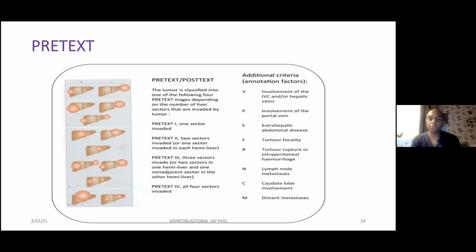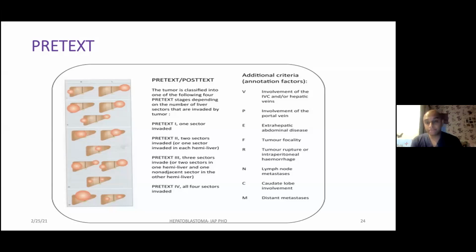Same thing applies for the portal vein. You should have at least 50% decrease in the diameter of the vein, or involvement of the main portal vein. That is, there is 50% decrease in the size and also intraluminal thrombus, that is, involvement of the portal vein. Extra-abdominal disease, that is, we look for lesions within the peritoneum, nodules in the peritoneal cavity, and they should be at least 5 to 10 millimeters in size. You can have nodules in the peritoneal cavity. F, tumor focality. Again, it is similar to our pretext, whether there are multiple lesions or a single lesion.